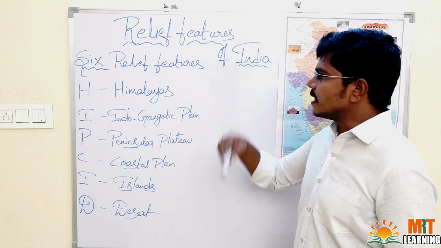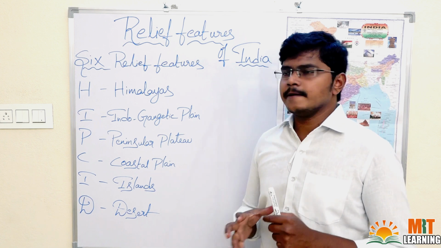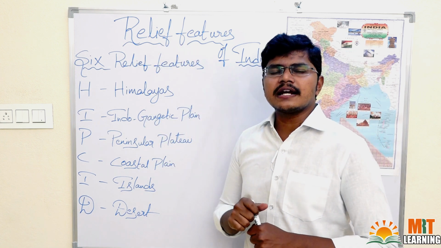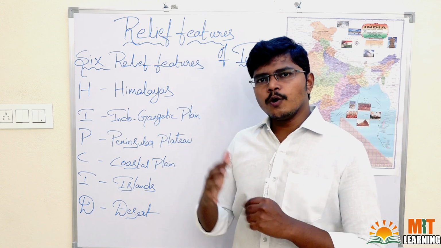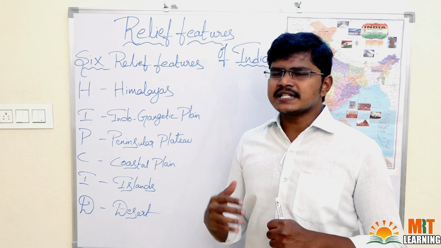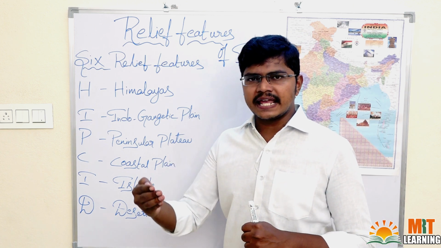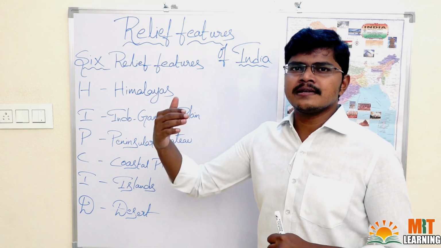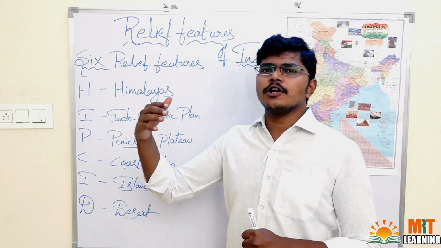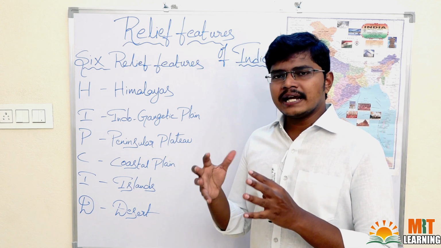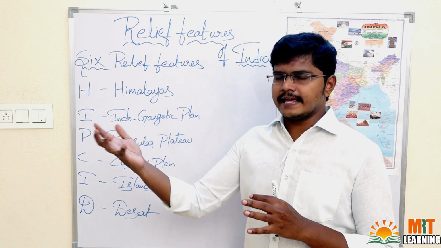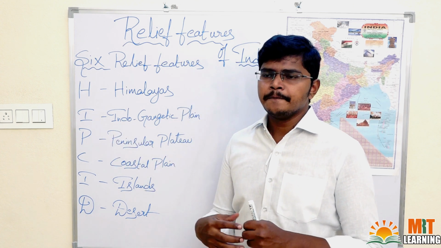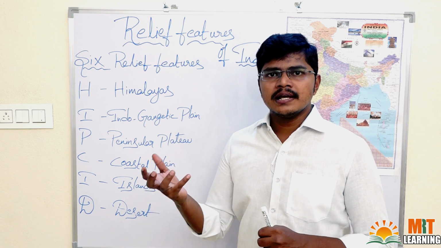Relief features of India. What is the meaning of relief? Relief means high and low areas. Examples of low areas are plains and plateaus. High areas are hills and mountains. So what kind of high and low areas do we have? Plains, plateaus, hills.